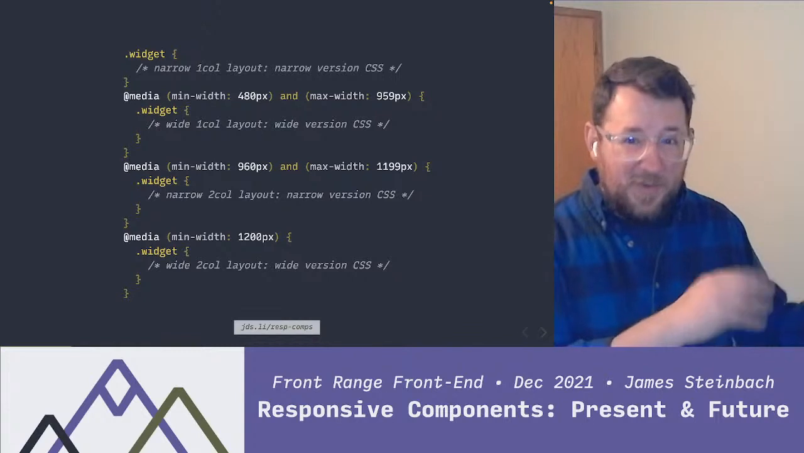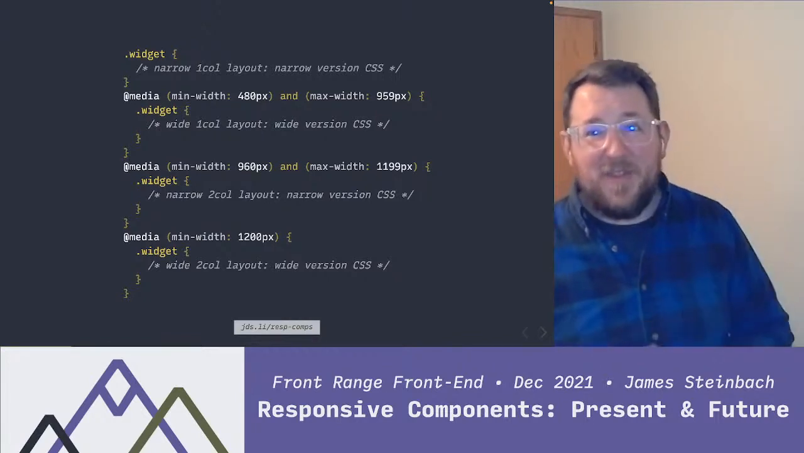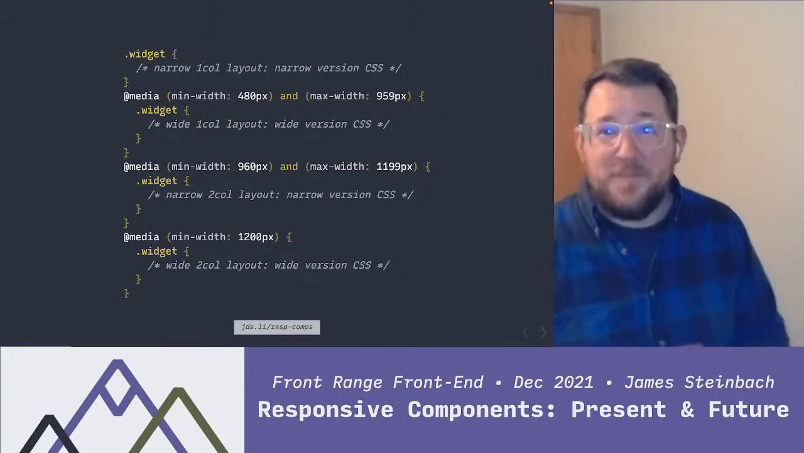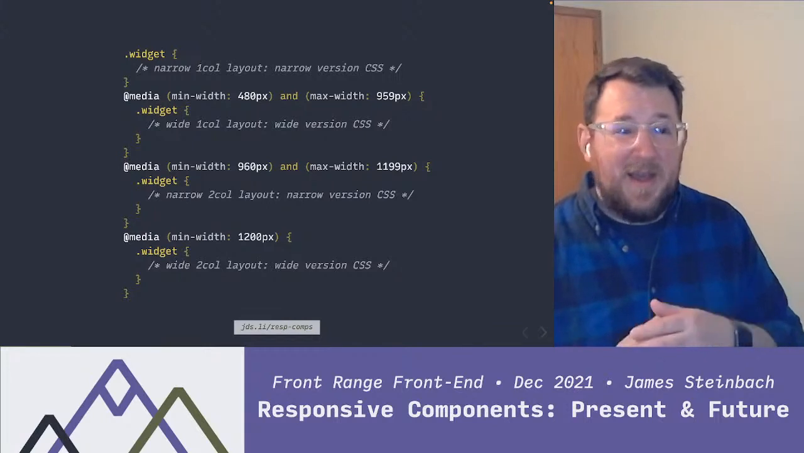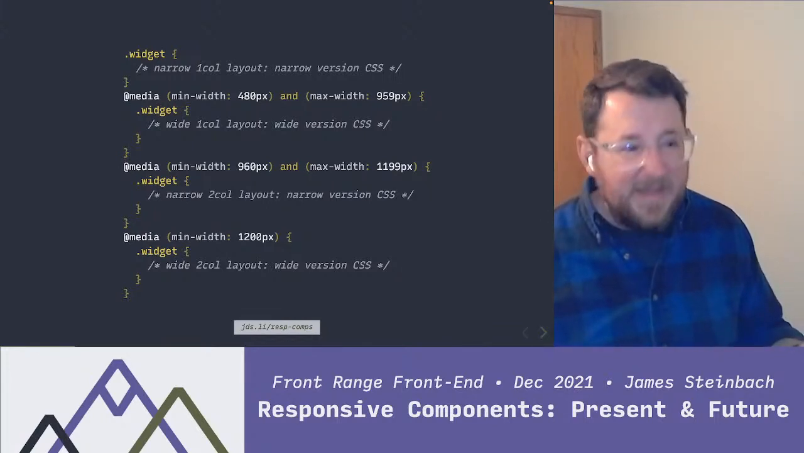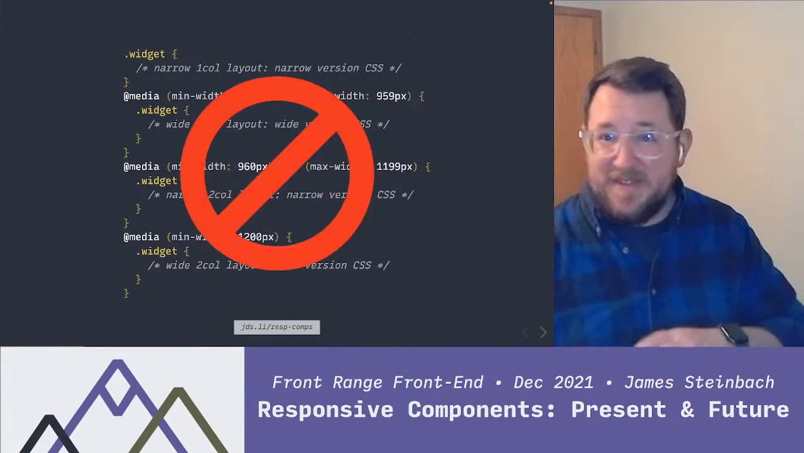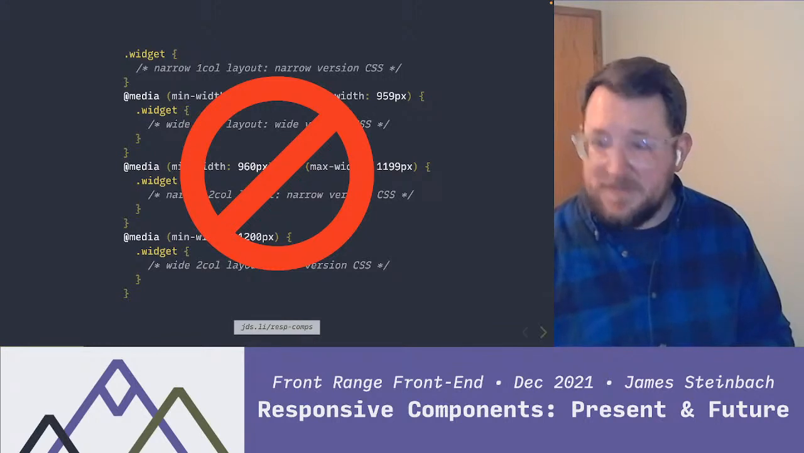So we have to go back to the narrow version, and we're going to repeat all that. And then we get to a wider two column layout, and now the widget gets to be wide again. Hooray! And so now we have to fix it again and go back to the wide version. And we've got a pair of CSS groups that we're just repeating. And that was just a terrible way to go. This is not how we want to do component styling.